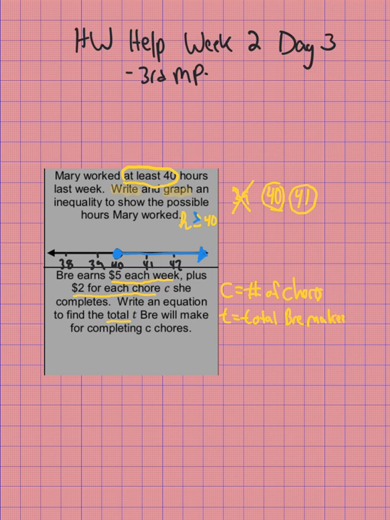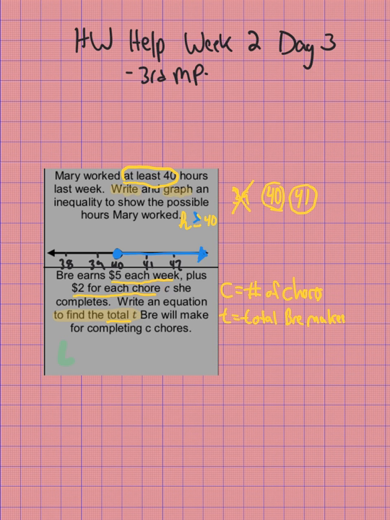Now, how do you know what variable to start your equation with? Is it C equals or T equals? Well, here's how you tell. It's whatever the problem asks you to find. So it says write an equation to find the total T. See that phrase right there? Wherever you see that, that's how you start your equation. So we're going to start with T.